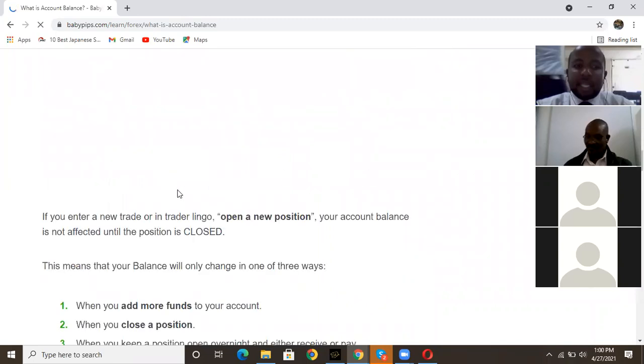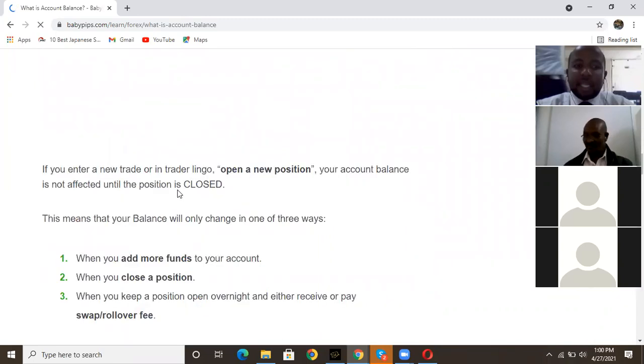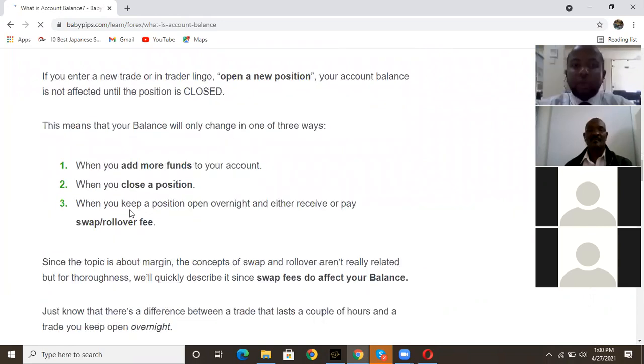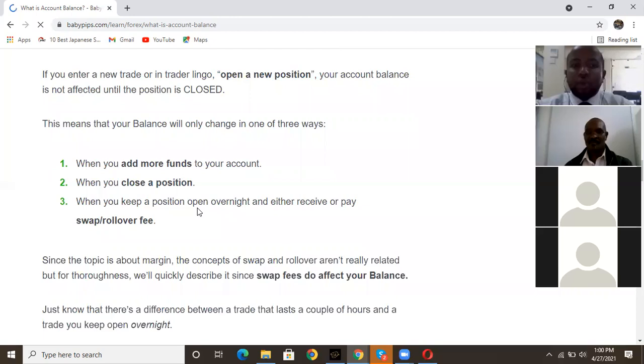If you enter a new trade, or basically open a new position, your account balance is not affected until you close that trade. This means that your balance will only change in a few ways: when you add more funds, when you close a position, and when you keep a position open overnight. If you keep a position open overnight, we call it a swap or rollover fee. I hope you guys are following.